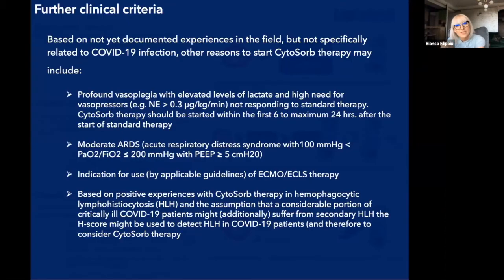But based on the experience in the field, Cytosorb can be applied also in case of patients with profound vasoplegia, with elevated level of lactate and high need of vasopressors, patients with moderate ARDS, with an oxygenation index between 100 and 200 millimeters of mercury. Also patients who are under ECMO treatment, because we know ECMO can trigger hyperinflammation, and patients with positive H score, because as I said before, hyperinflammation in COVID-19 patients is really similar to the one found in patients with hemophagocytic lymphohistiocytosis.